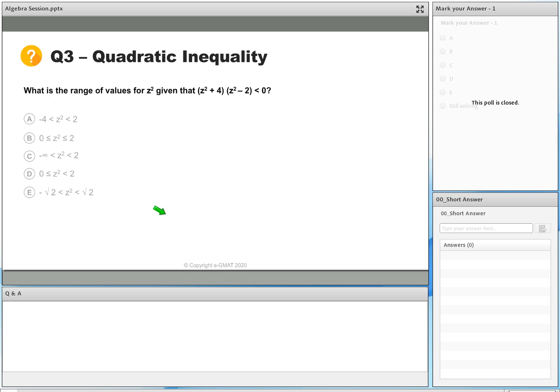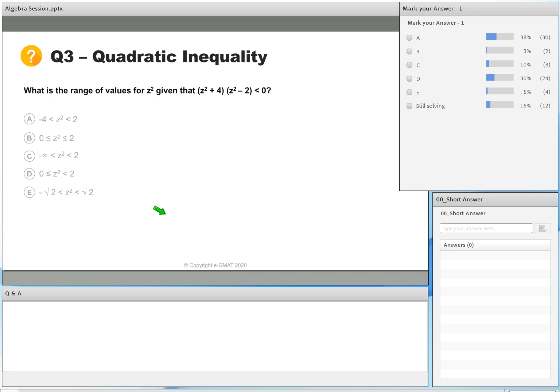Okay, let's do this. Again, it's something that I would want you people to think about. So 38% of you went with A and 30% went with D. These are the two main choices that you went for, and there were 10% for C also. Negligible votes for B and E.